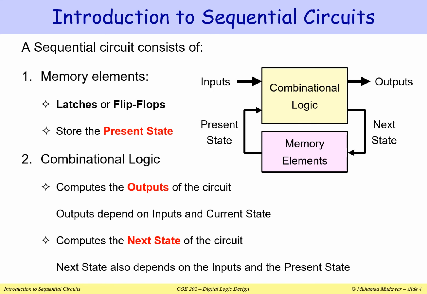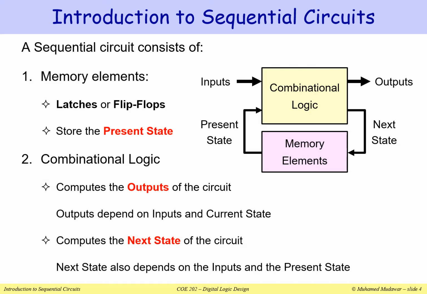So now, when we look at the sequential circuit, it consists of two parts. We have the combinational logic part and we have the memory elements. The memory elements here can be latches or flip-flops. I'll talk about these in great detail in a later video. And the memory elements store the state. We call it the present state. So the output of the memory elements is the present state of the memory. So the present state means the output. So what we are storing inside the memory elements appears at the output of the memory elements.